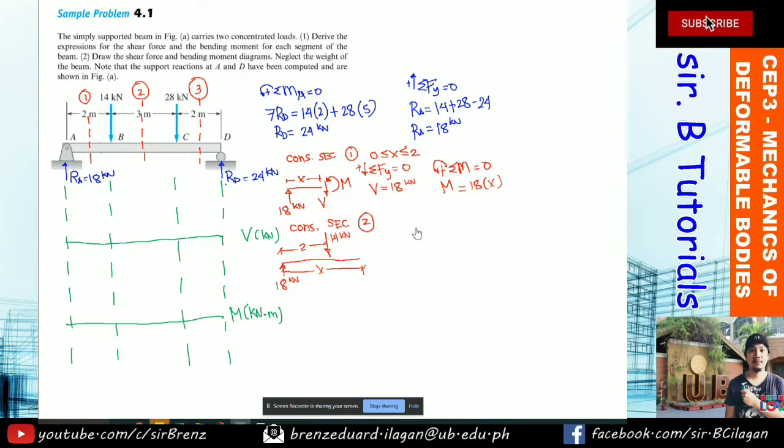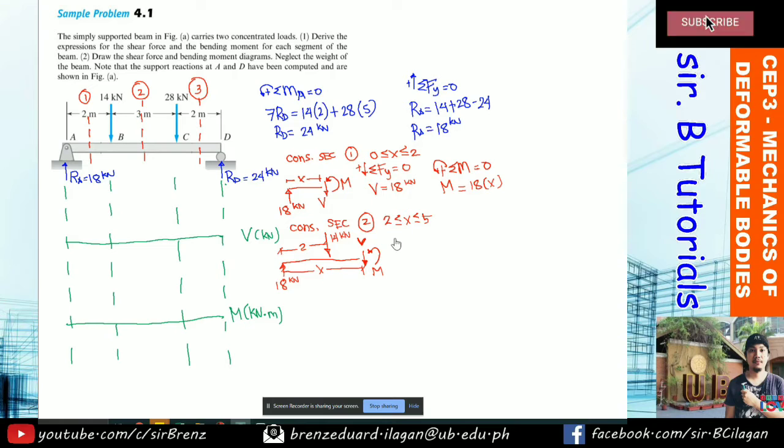Okay, now, so ganun lang ulit. The shear here, if left side yung i-consider mo, the positive shear is downward and the positive moment is counterclockwise. Okay? So this equation is applicable for the distance na 2 hanggang sa distance na 5.